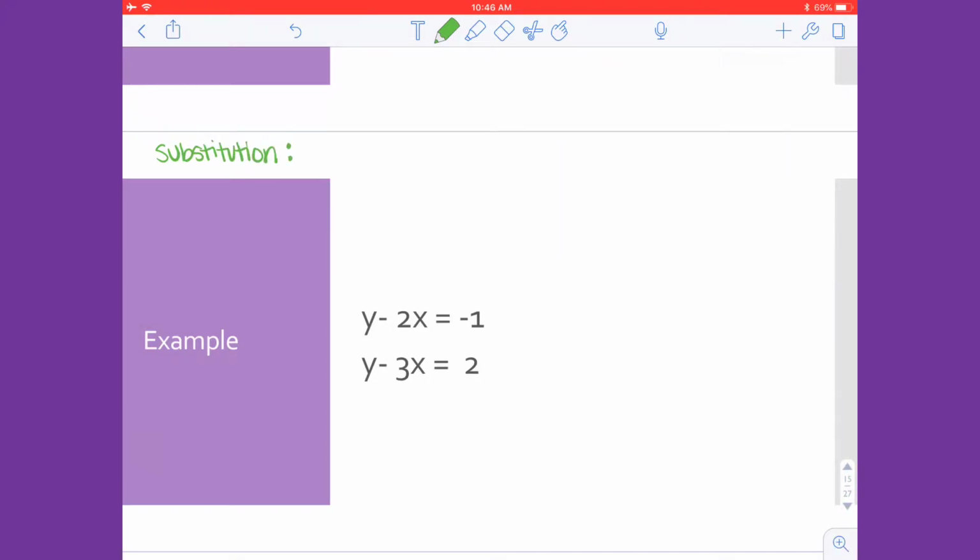The substitution method says take one of your equations, so I'll look at the first one, and solve for a variable. So I'm going to go ahead and solve for my y. Then I'm going to utilize the other equation and plug in what I see for y as negative 1 plus 2x. So the second equation is y minus 3x equals 2. In for y, I'm going to put my equation negative 1 plus 2x, and then minus 3x is equal to 2. And I'm going to simplify and solve.